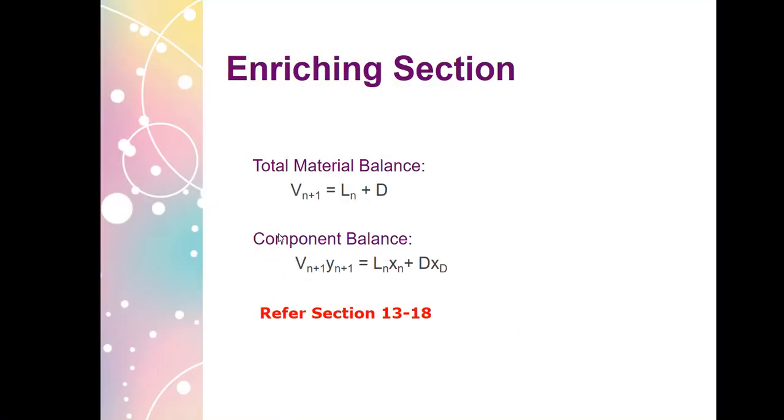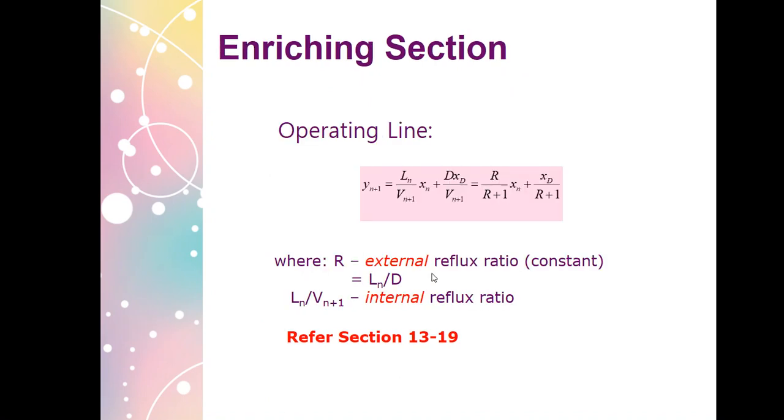Now, if we do a total material balance for the enriching section, this would be our material balance and this would be our component balance. You can refer to your handbook for its equivalent there. We have an operating line equation, and since it's a line for the enriching section, it can be represented as y equal to, and I'd like here to focus on the occurrence of the R, the reflux ratio, together with the concentration X sub D.